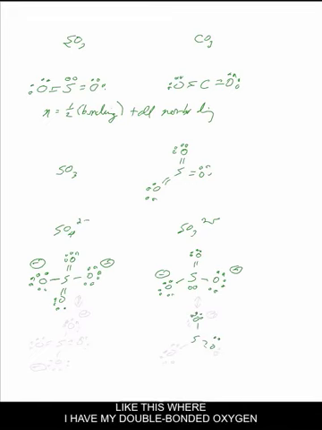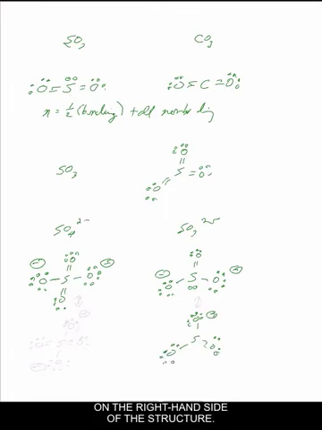Also, briefly reviewing the concept of resonance here, notice that there's no particular reason that the oxygens with a negative charge have to be the ones I have in these structures. For example, I could draw a resonance structure for sulfite like this, where I have my double bonded oxygen on the right hand side of the structure. I could draw a resonance structure for the sulfate ion like this, and you can imagine there are others to draw here also. All these things are possible.